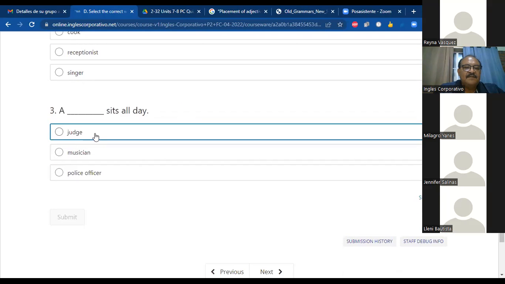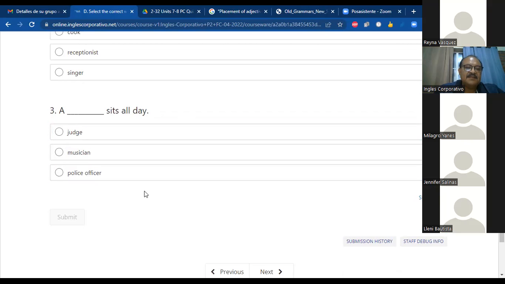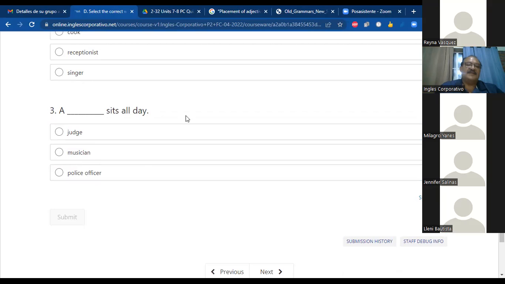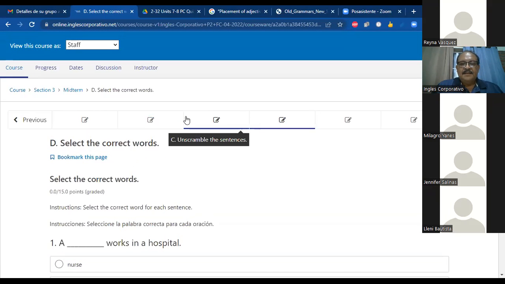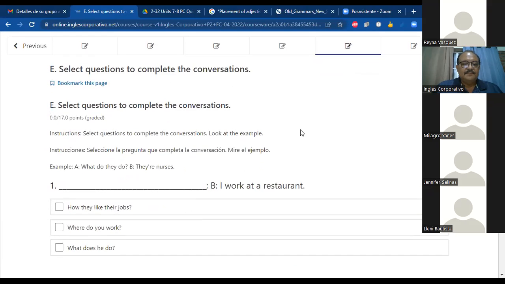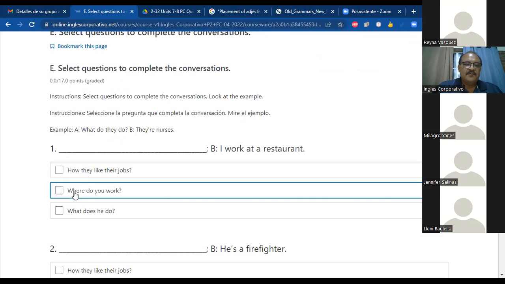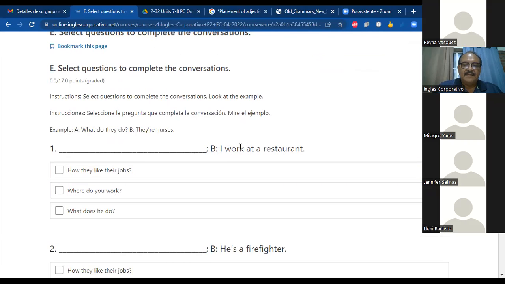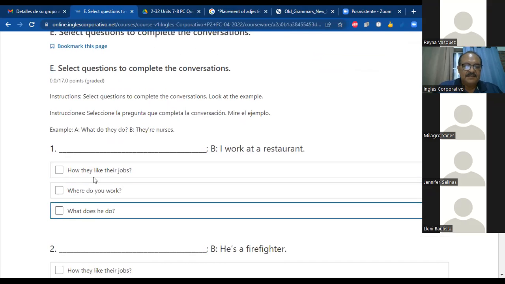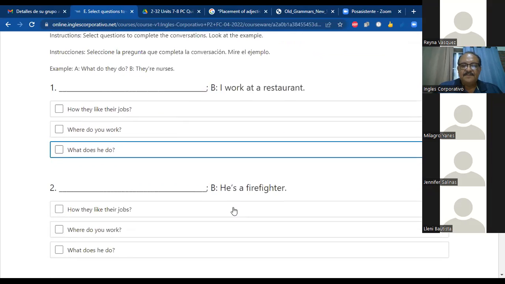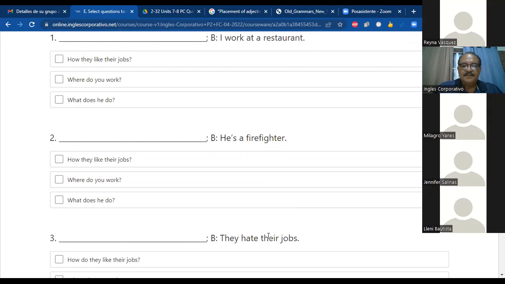And then you have the other one, ¿quién de estos tres pasa sentado todo el día? You can have, for example, usually el judge. Okay, then we have another one. Lo último que practicamos, the opinions. I work at a restaurant, si es lugar, where? Si es ocupación o qué hace, what? Y si es opinión, how? This is place, lugar, occupation, and opinion.